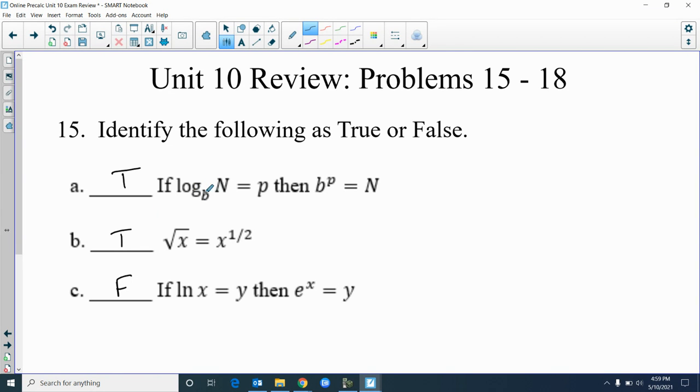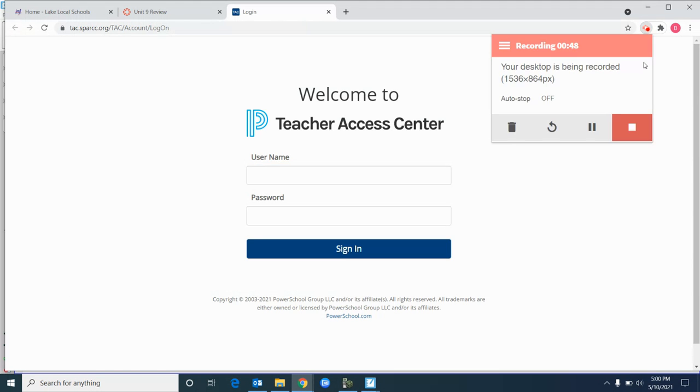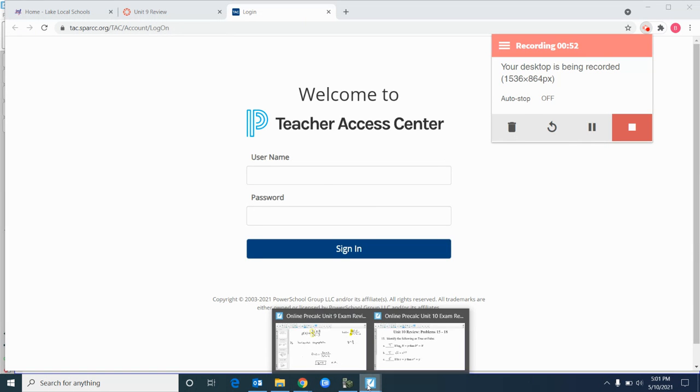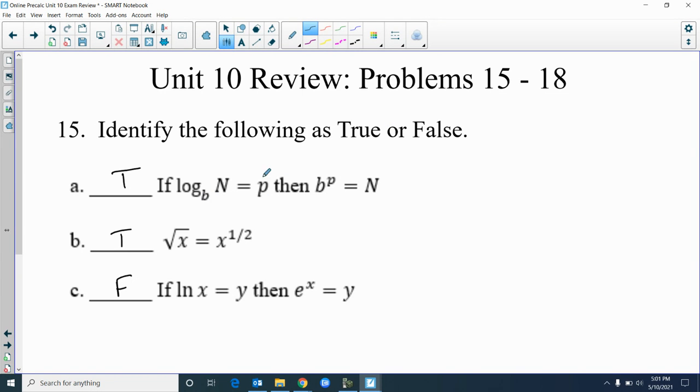Remember, in log form, the B is your base, the P is your power, N is your number. B is your base. Okay, so there's your base. Power equals the number, so it's always in that format.